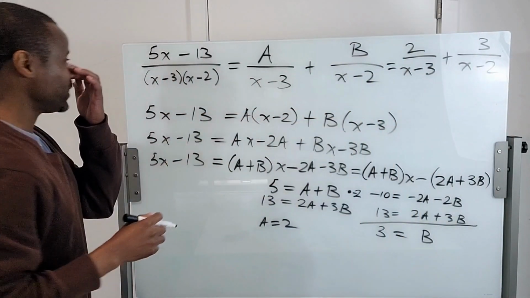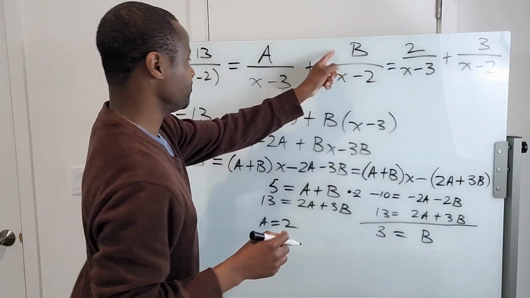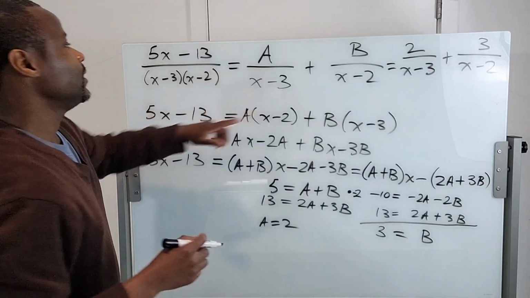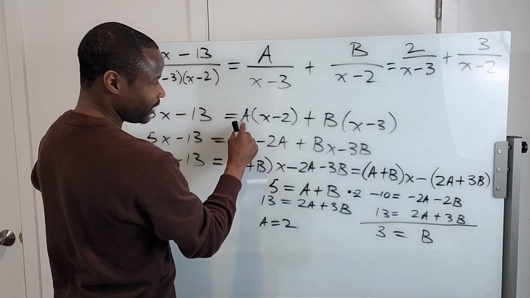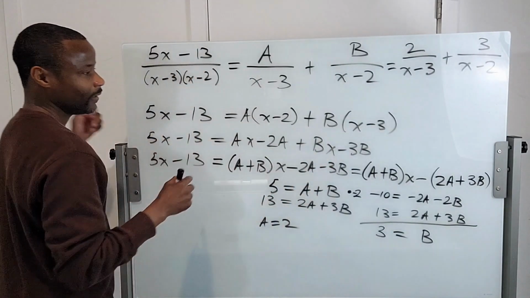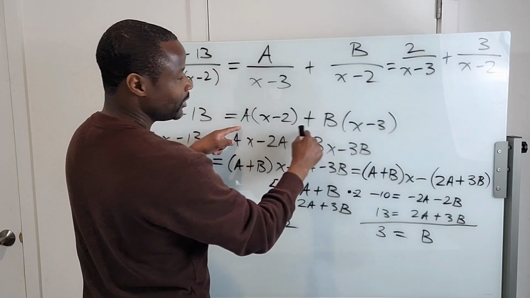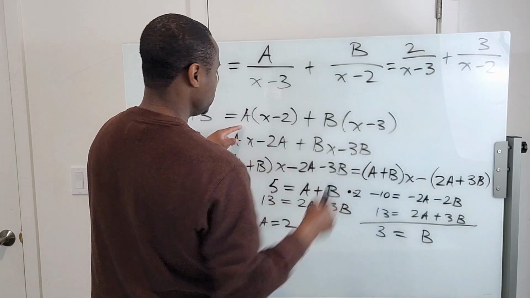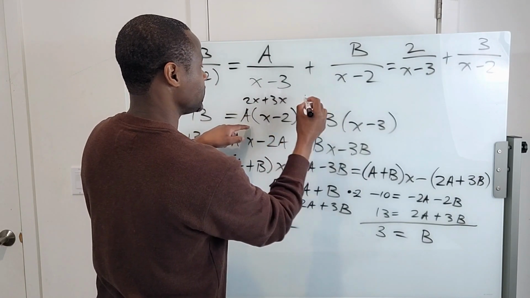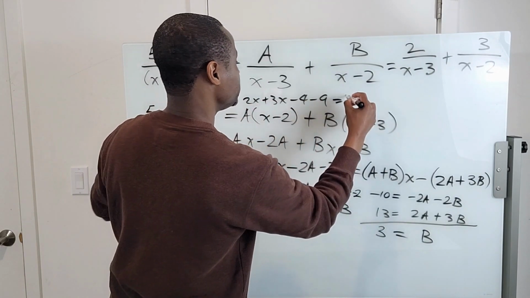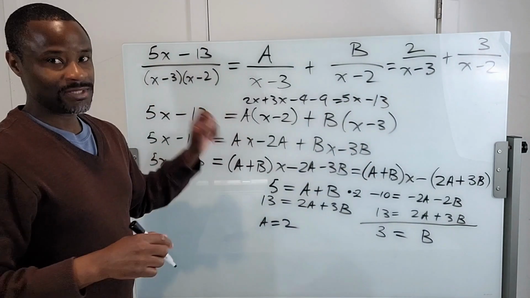We can always check this by substituting 2 in for A, and 3 for B. And if we were to do that, the next step will be to clear the denominators, which we've done here. And here we're going to have 2, and here we have 3. And then the next step will be distributing: 2x minus 4 plus 3x minus 9. What's that? Well, this is going to give us 2x plus 3x minus 4 minus 9, which is 5x minus 13, which is exactly what we had here. So that means it does work out.